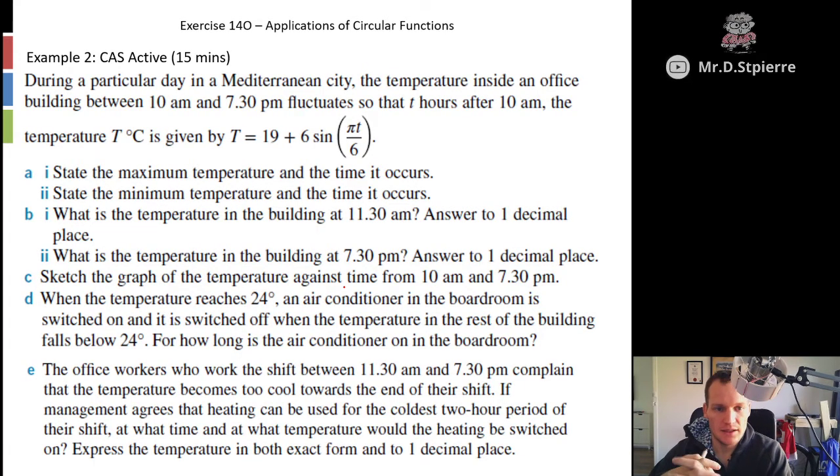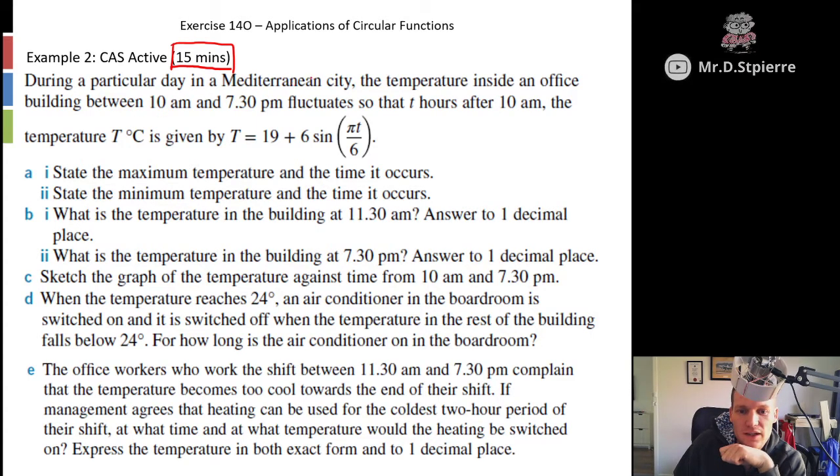Okay. Example 2, CAS active. So what I'd suggest right here is actually pause the video and take 15 minutes. Give yourself 15 minutes to have a crack at this. How would you go about it? Have a go, pause, see how you go, and then you can come back and I'm going to give some hints in a second on how I do each of these, or some important things. Right, so let's be honest, I'd hope all of you would have paused and had a go for 15 minutes, but I know some of you won't, so let's keep going.